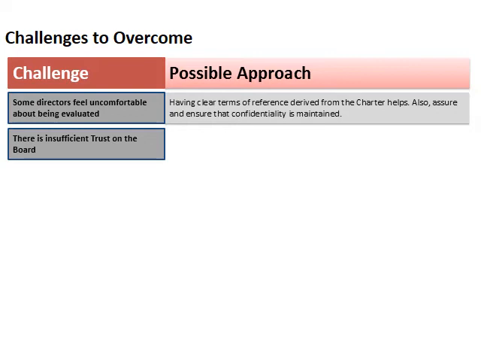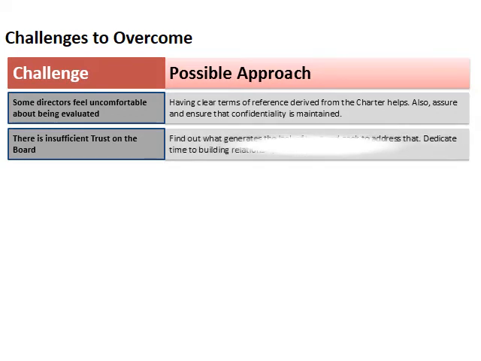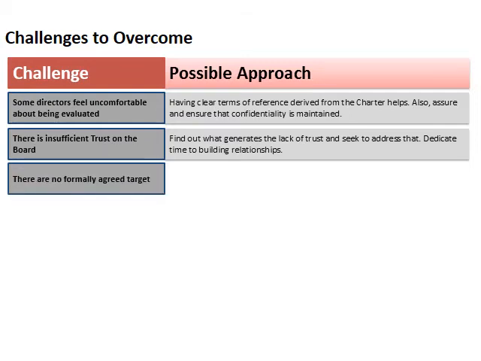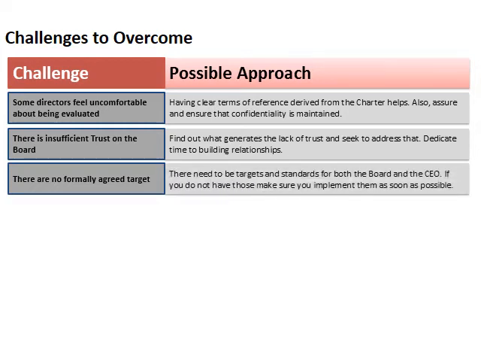Challenge: there is insufficient trust on the board. Possible approach: find out what generates the lack of trust and seek to address that. Dedicate time to building relationships. Challenge: there are no formal agreed targets. Possible approach: there need to be targets and standards for both the board and the CEO. If you do not have those, make sure you implement them as soon as possible.